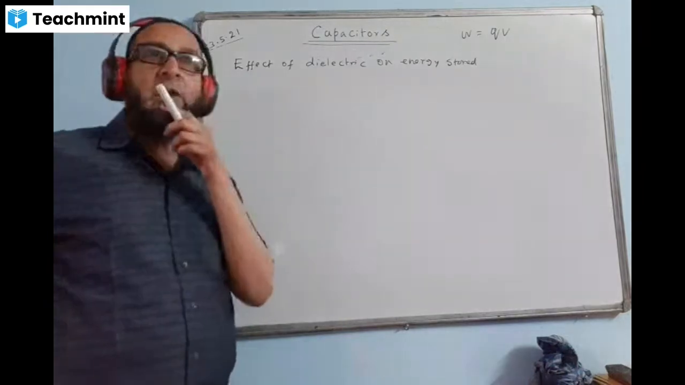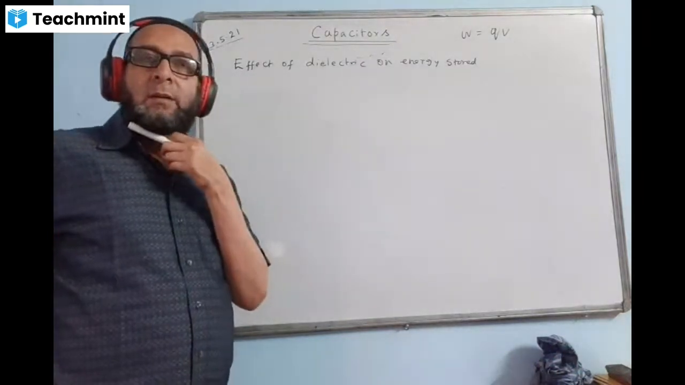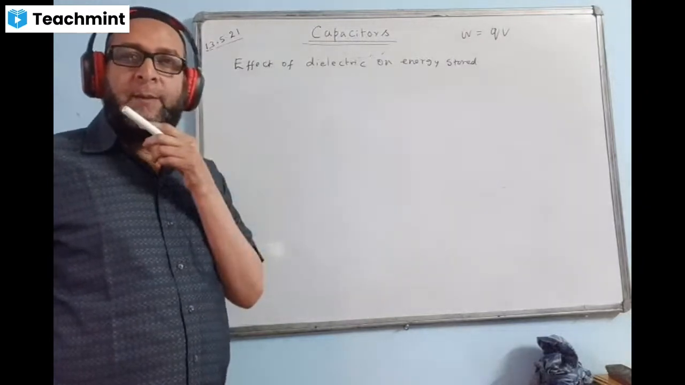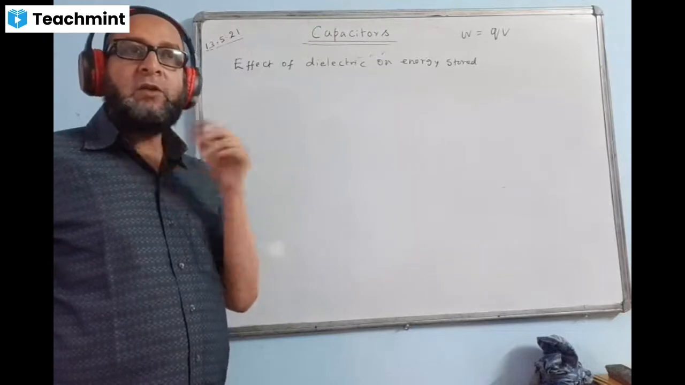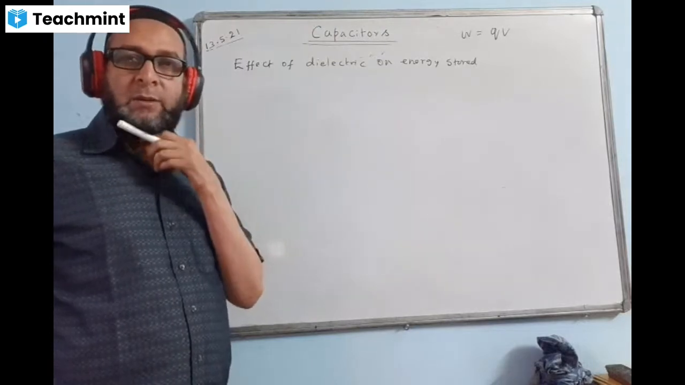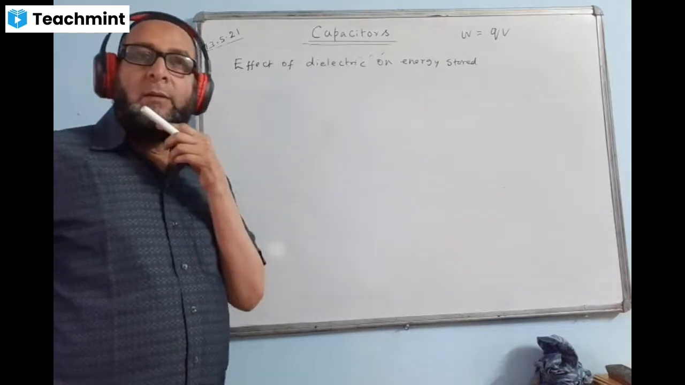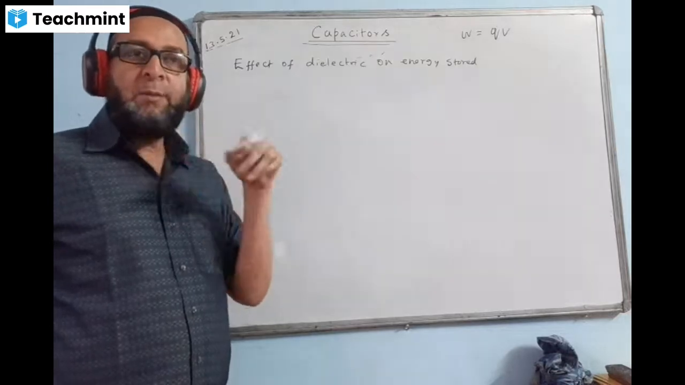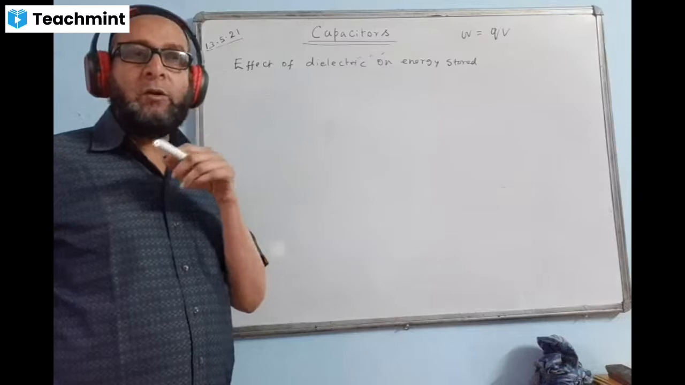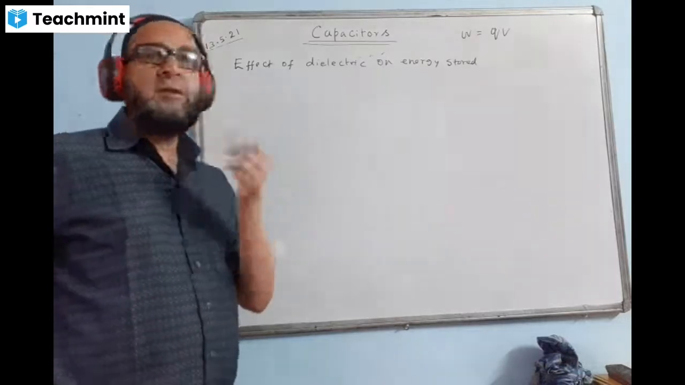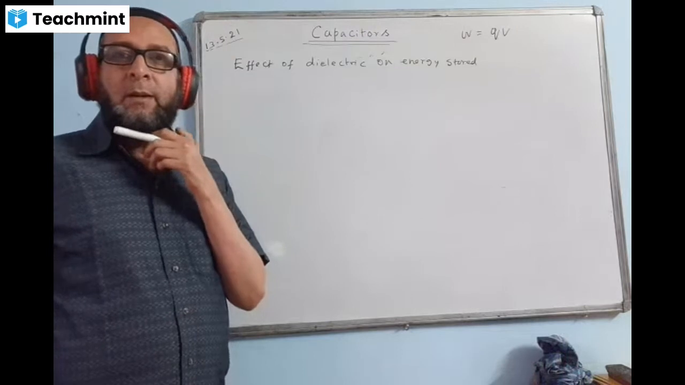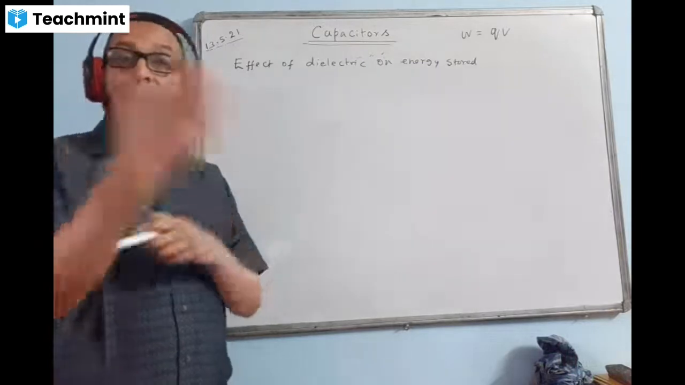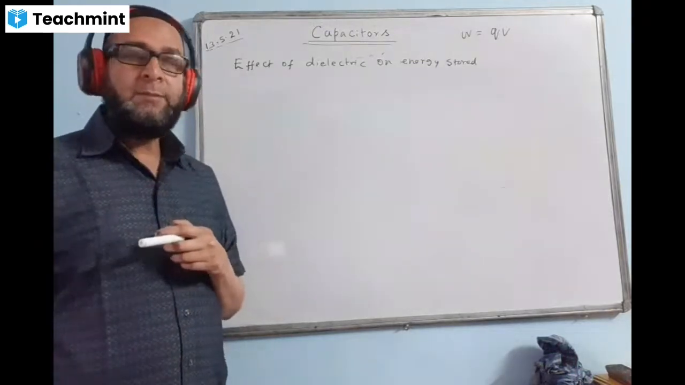Let us check this way. When we introduce a dielectric medium, what happens to the force? We say force decreases by 1 by K times. What happens to the electric field? Electric field also decreases by 1 by K times. Electric potential also decreases by 1 by K times. New potential will be 1 upon K times V naught. V naught means the potential when there is free space. So potential also decreases, force also decreases, electric field also decreases, but the capacitance increases. Remember it, capacitance value increases.